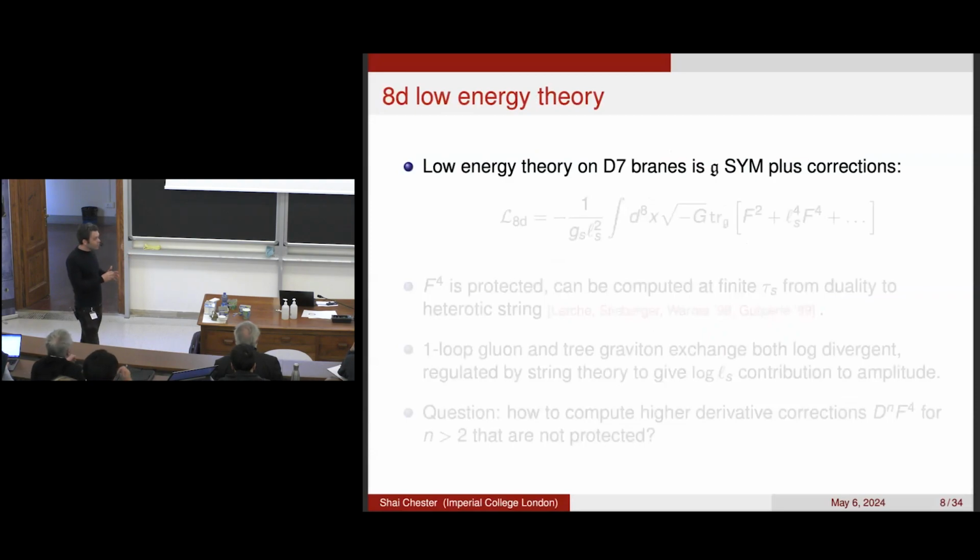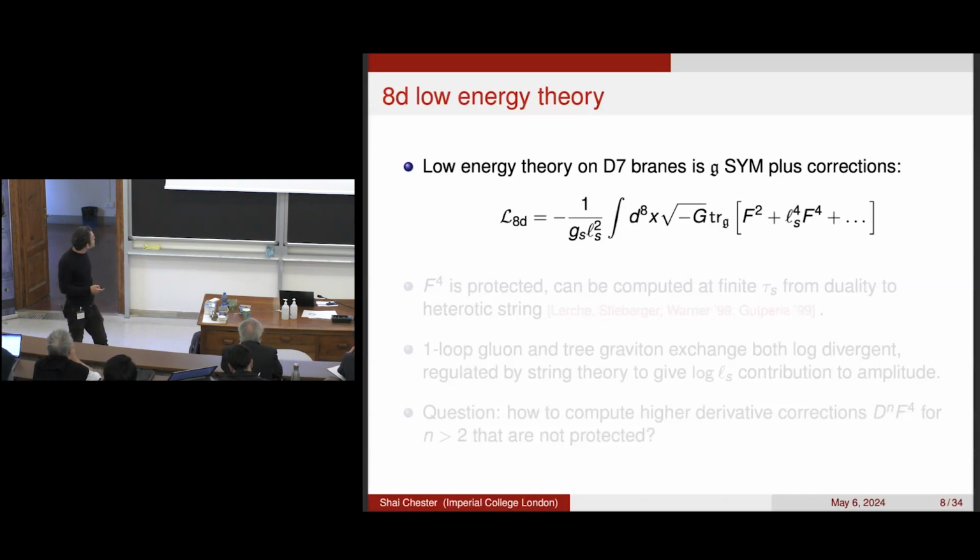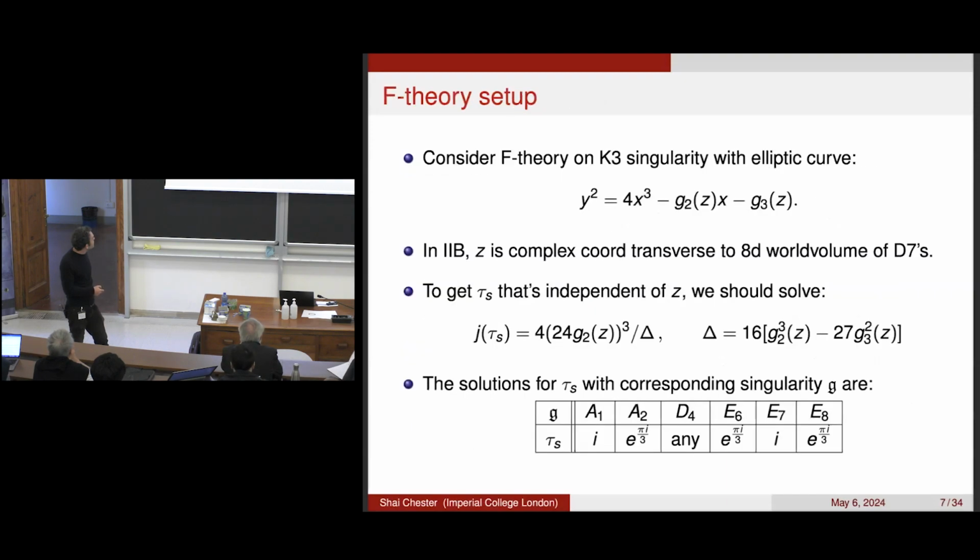So now that we know the possible values of tau, we want to discuss the low energy theory on the D7 brane. On general grounds, for any p-brane, as I've mentioned, the low energy theory is always just going to be super Yang-Mills plus corrections. In our case, it's going to be super Yang-Mills where the gauge group is exactly the singularity G given here. So this is SU(2), this is SU(3), this is SO(8), and then these are the various exceptional groups.